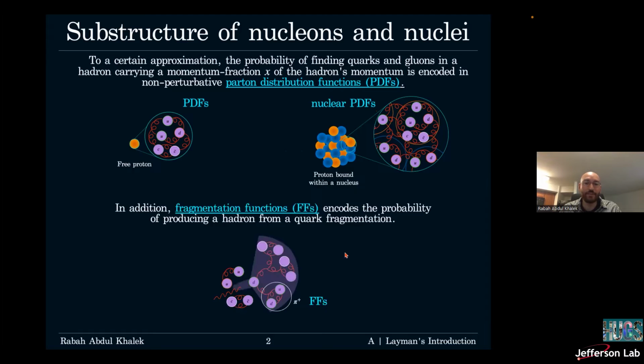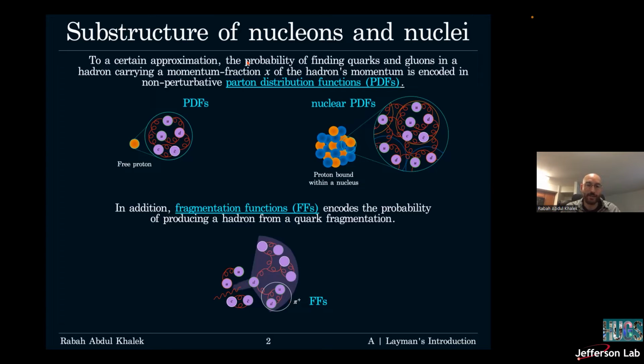Then you have another function called fragmentation functions, which encode the probability of producing a hadron from a certain quark. Say you bump an electron into a proton, and you get a quark breaking out. This quark, due to QCD, cannot stay as a free quark because of asymptotic freedom. So it has to fragment into gluons, and the gluons fragment into quarks until it reaches a balance, which is a hadron. The fragmentation function basically translates this probability.